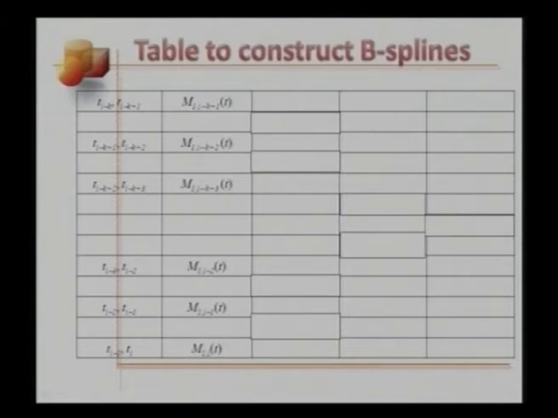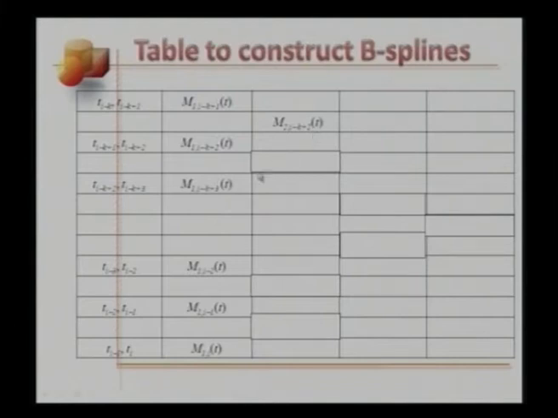How about the last knot over which the second order spline will stand? Take a look at this and this. Come back, take a look at these knot spans over here. This is the first knot span, this is the second knot span. So M2 something is expected to be standing over these two knot spans. The last knot will clearly be I minus k plus 2. M2 I minus k plus 2 of t.